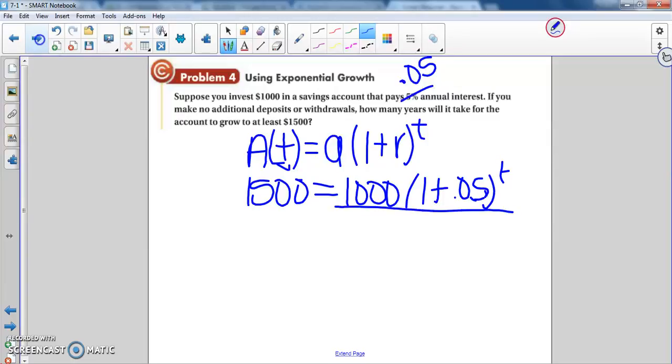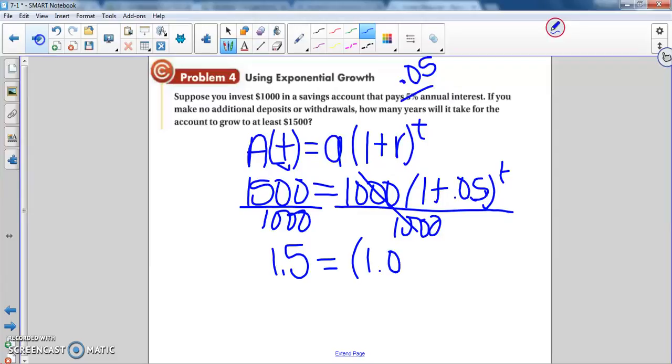We can divide by 1,000. Since we do not know how to do this just yet, we could put it into our graphing calculator, and I will show you that tomorrow in class.